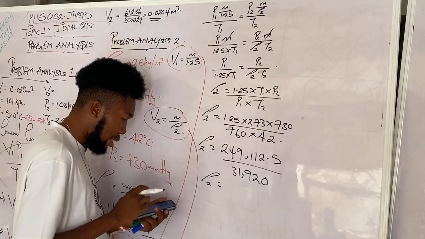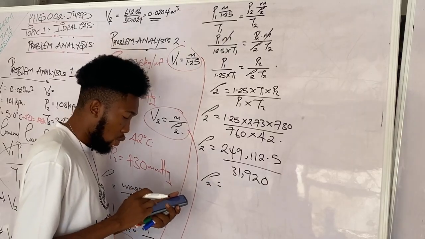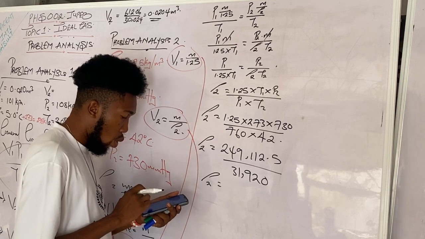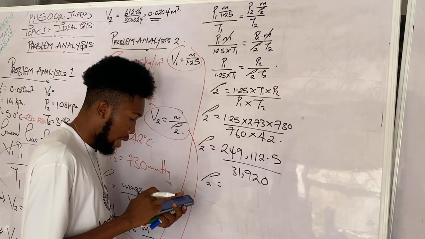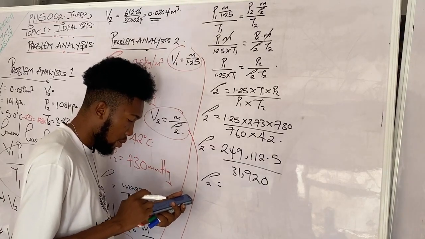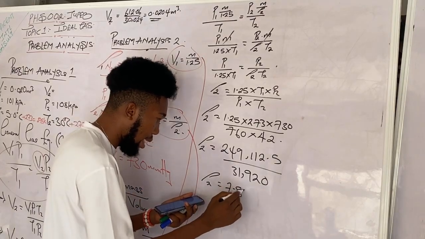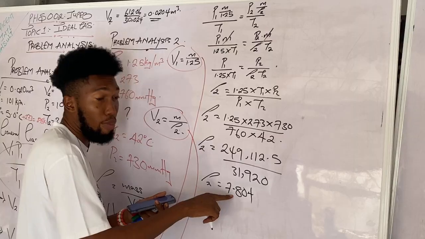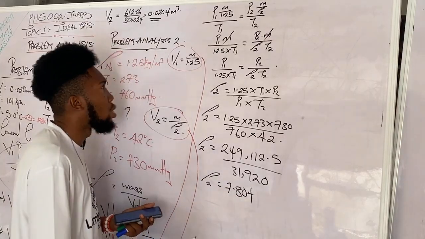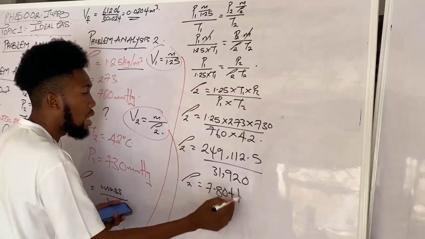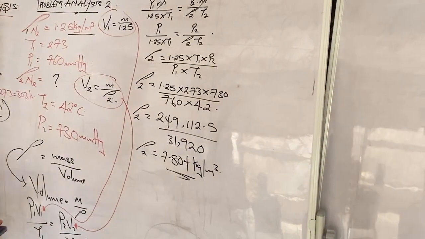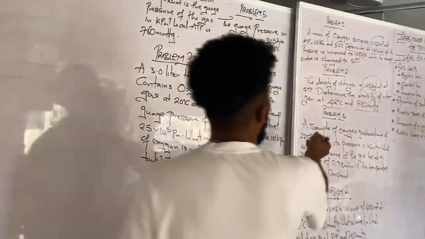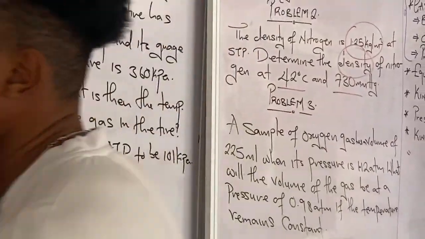So you have this now. When we divide it, it will give us the density. So we're having 249,112.5 divided by 31,920. And that gives us 7.804. And what is the unit of what we got? Like I said earlier, since they gave us this in this unit, we got ours also in that same unit, because I didn't do any conversion. So that's the density, and I think that's what they asked us for. We should look for the density of nitrogen.